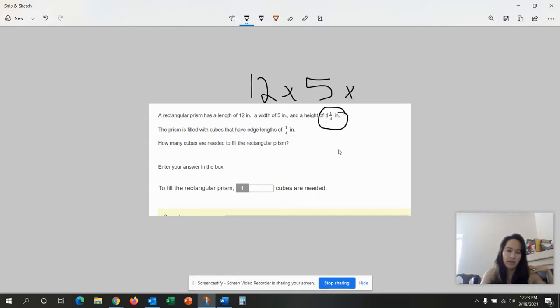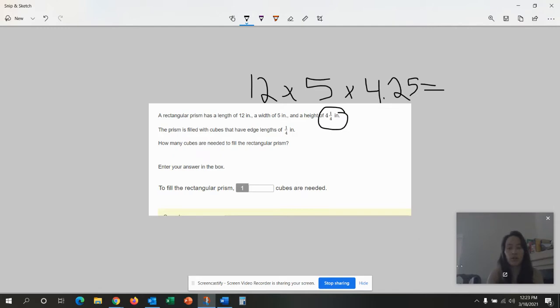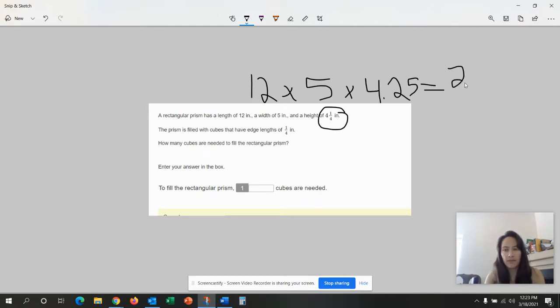1/4, you could do this as a decimal and then just use your calculator. Let's do that first. 4 1/4, right? 4.25, 4 1/4. So 12 times 5 is 60, times 4.25 is 255. That's the volume, 255 cubic inches.